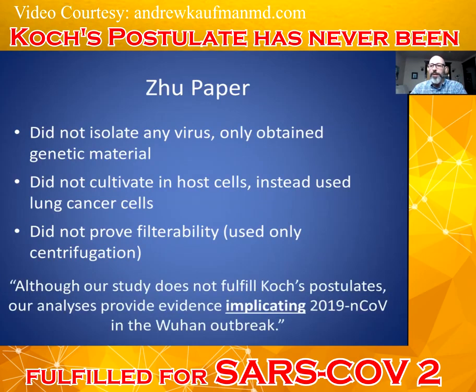And this is what they said in their conclusion. So once again, an honest author. "Although our study does not fulfill Koch's postulates," so they acknowledge that outright, "our analyses provide evidence implicating 2019-nCoV in the Wuhan outbreak." So we have association and we have implication. So this is nowhere near causation. This is preliminary findings that basically suggest that you need to do some more studies and actually apply the Rivers criteria if you want to prove causation.